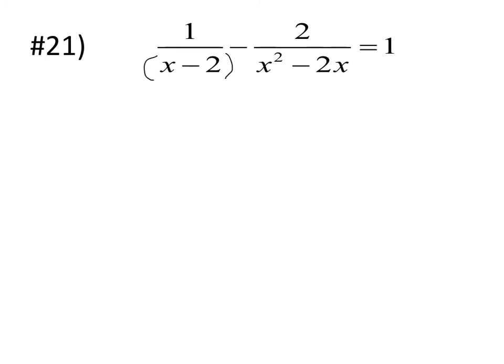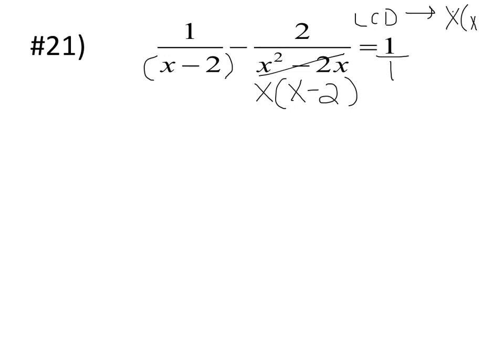Put parentheses here. Here you're going to factor out an x, leaving you x minus 2. And here you need to put this over 1. So your LCD is x times x minus 2. Because you need the x minus 2. You also need the x. You need the x minus 2. You need the 1, but 1 times that is just the same thing. So you're going to do x times x minus 2, x times x minus 2, and x times x minus 2.